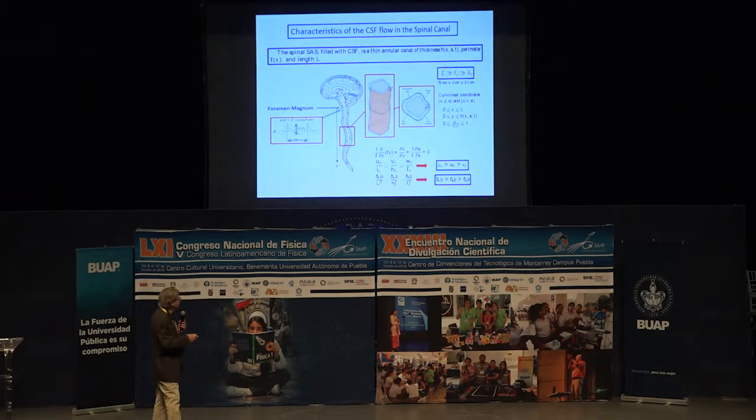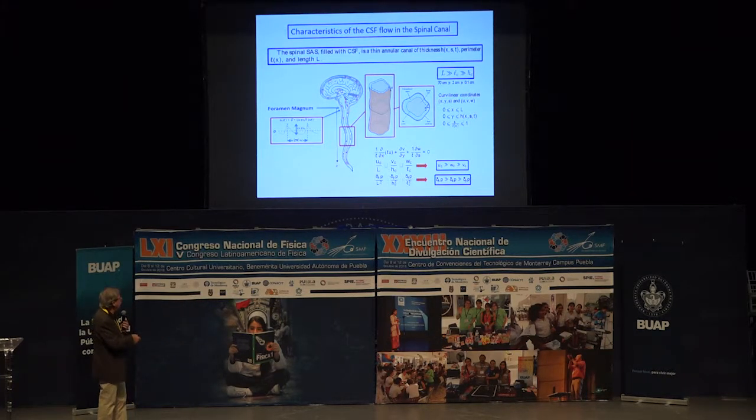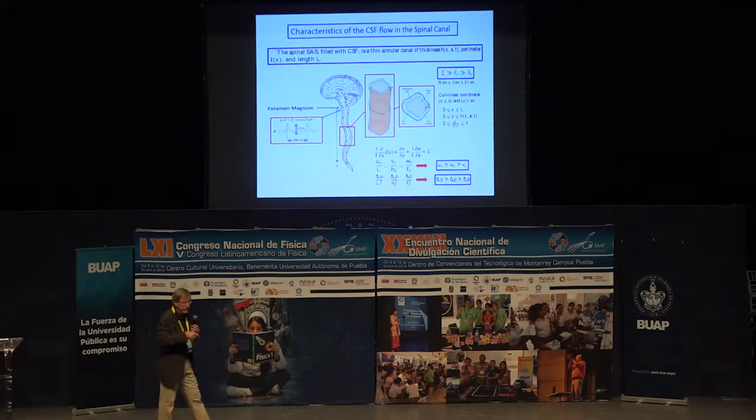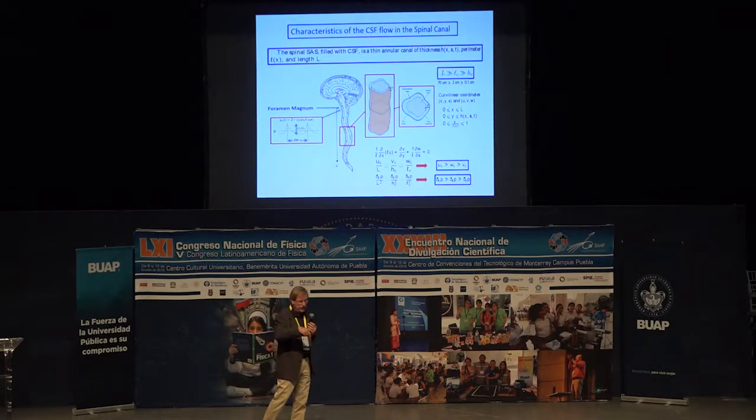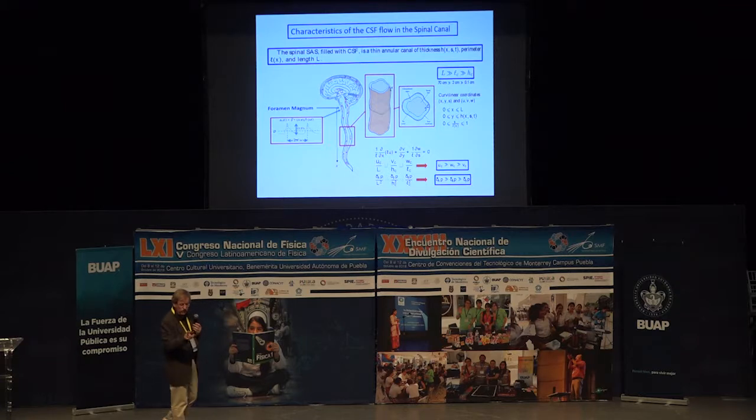The next important clue is that, as I mentioned before, the canal is very slender, so that the length, which is about 70 to 80 centimeters, is much greater than the perimeter of any cross-section, and much greater than the width, or the gap between the nerve and the dura membrane. When you write the conservation of mass and translate that, this should be much greater than this, much greater than that, and much greater than that. So the flow is dominated basically by the axial component of the velocity, and has a small azimuthal component of velocity and a small radial component of velocity.